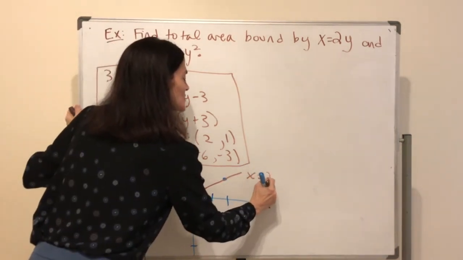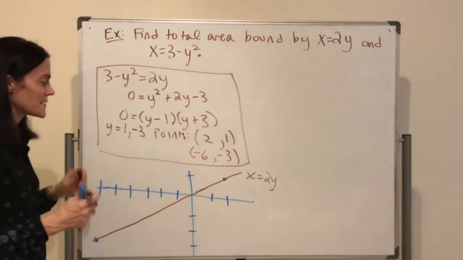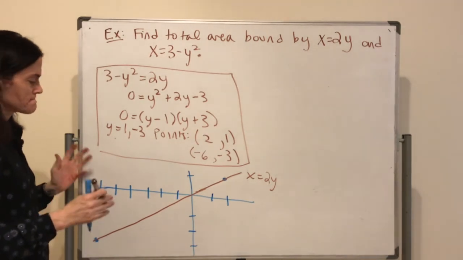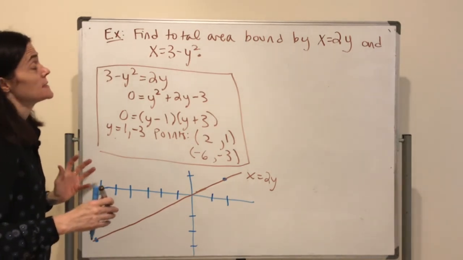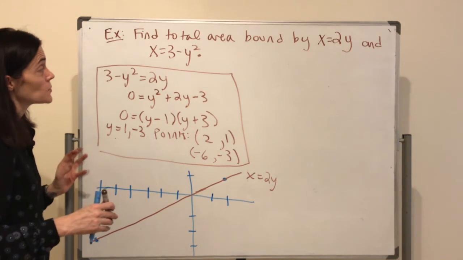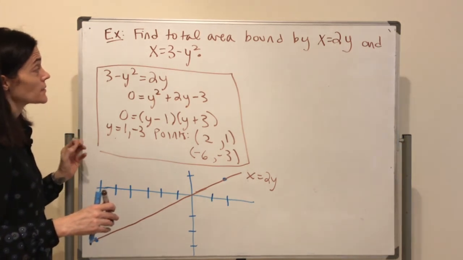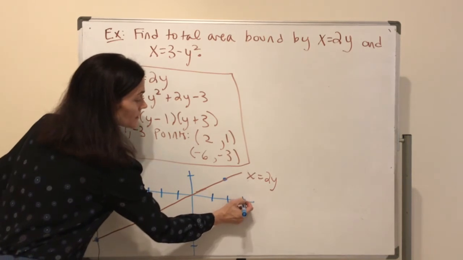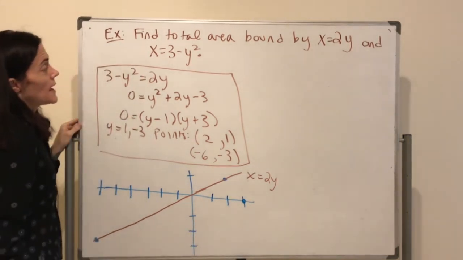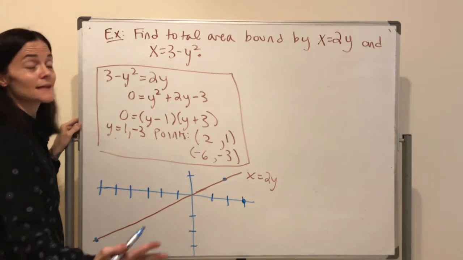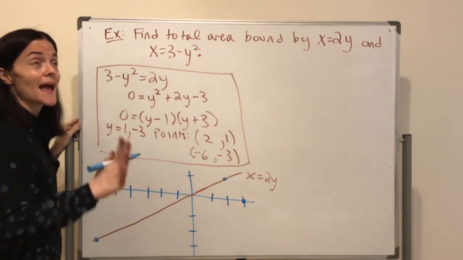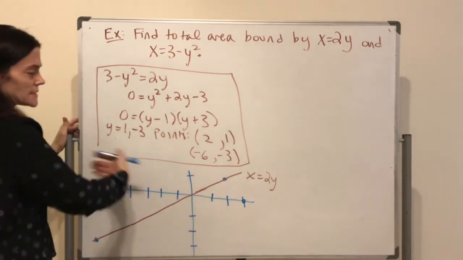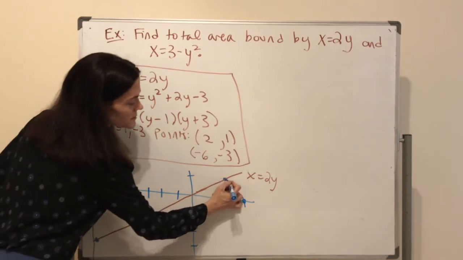X is to y, okay? And then the other one, let's see, when y is 0, x is 3, so that would be here. And then it's like a squared. X is a function of y, except it points down. So it will go like this.